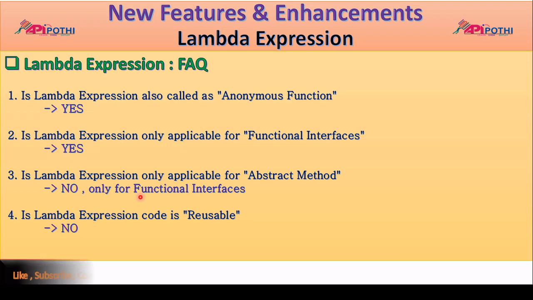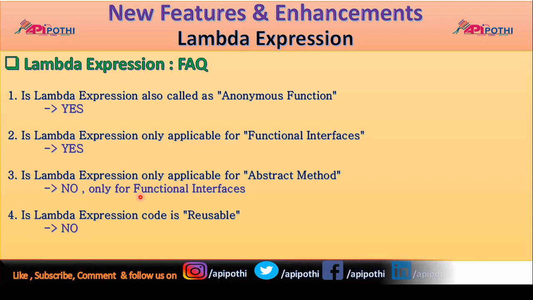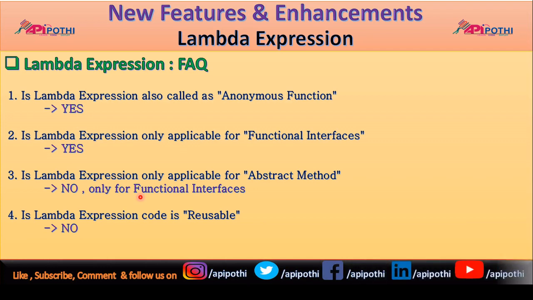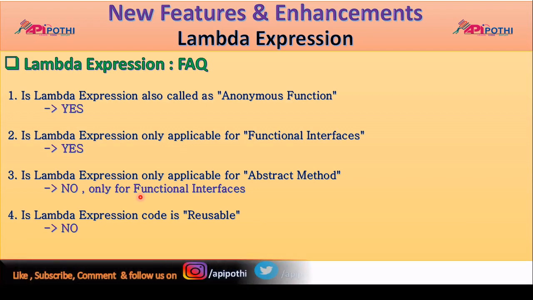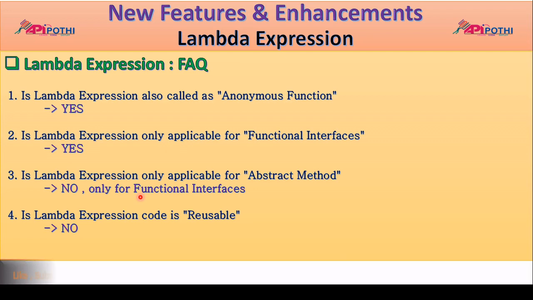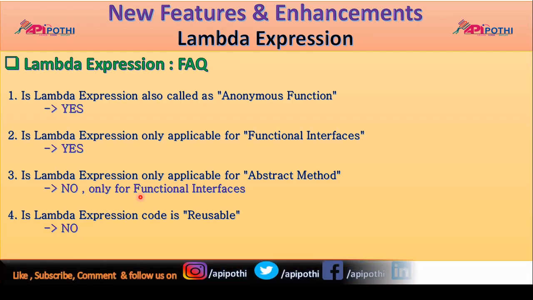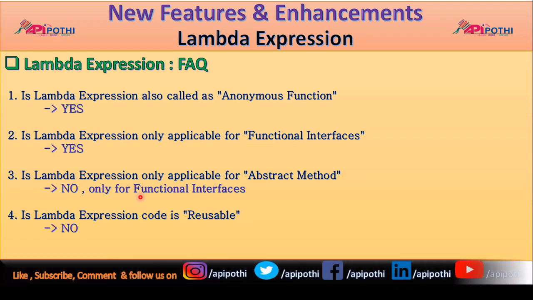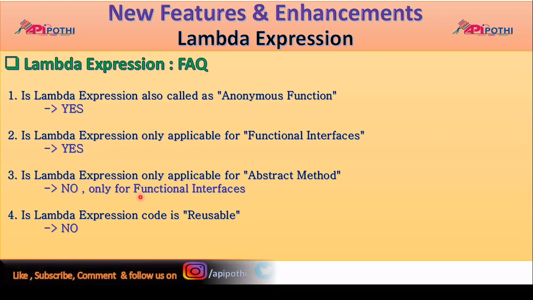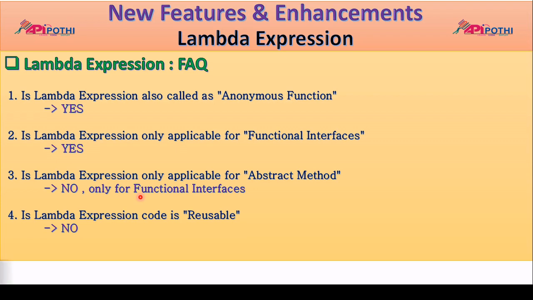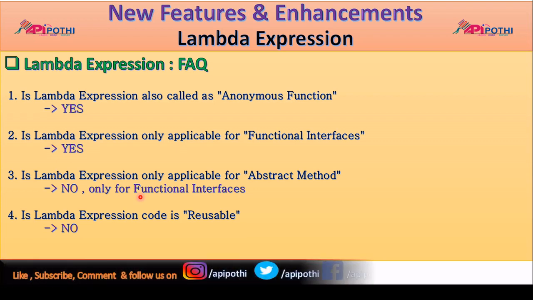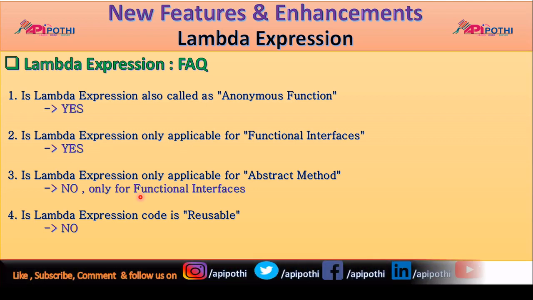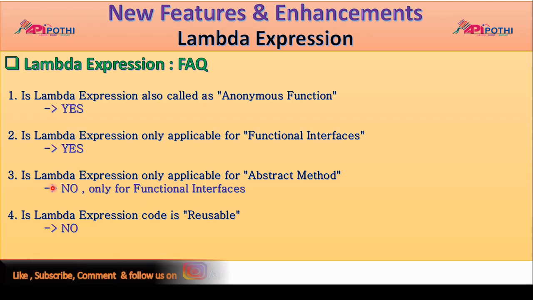Question number three. Is a lambda expression only applicable to an abstract method? No, a lambda expression doesn't directly talk about the abstract method. A lambda expression is only talking about the functional interface, and a functional interface should have only one abstract method. So the flow goes something like that. A lambda expression is not directly talking about the abstract method. The reason is that in an interface you can have more than one abstract method also. That is valid, but that is not a functional interface. That is the reason the answer is no.